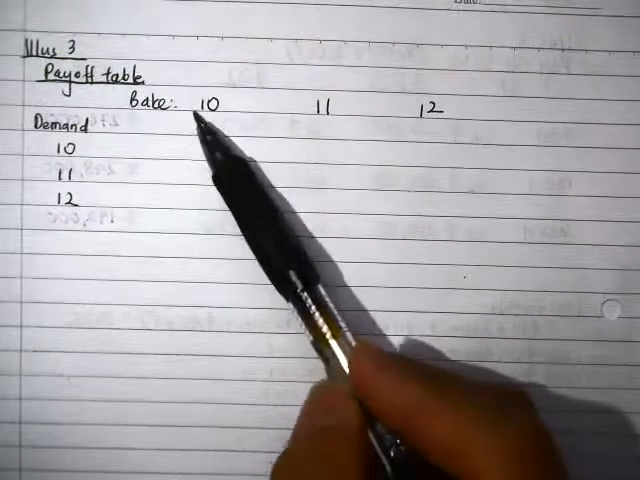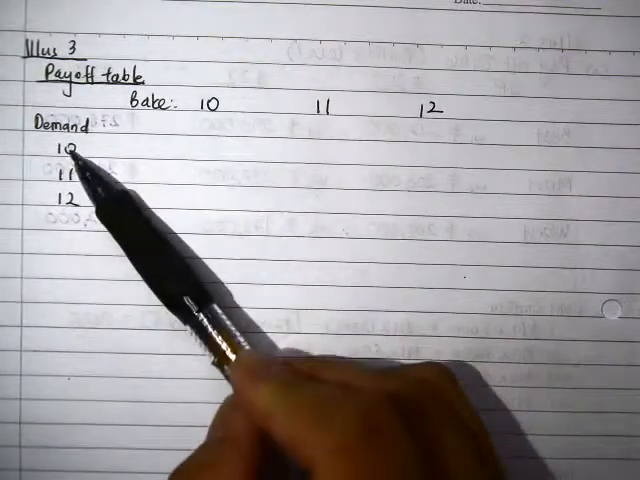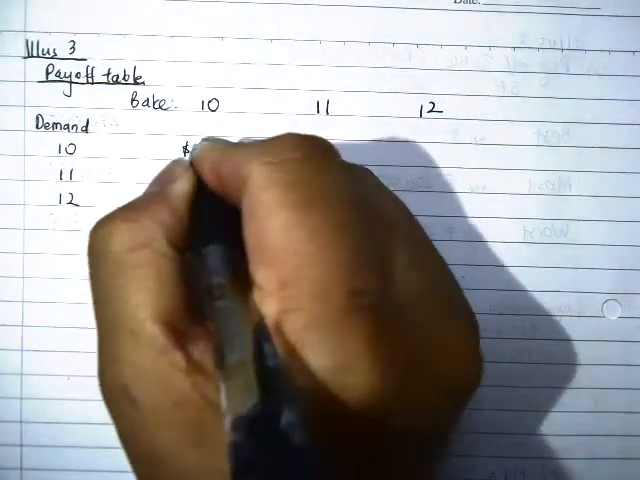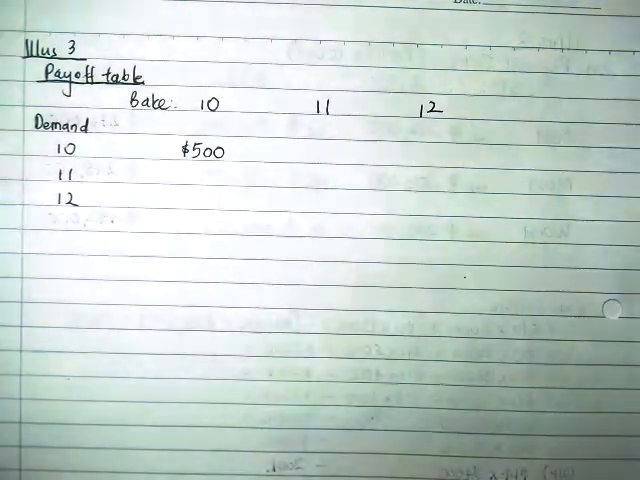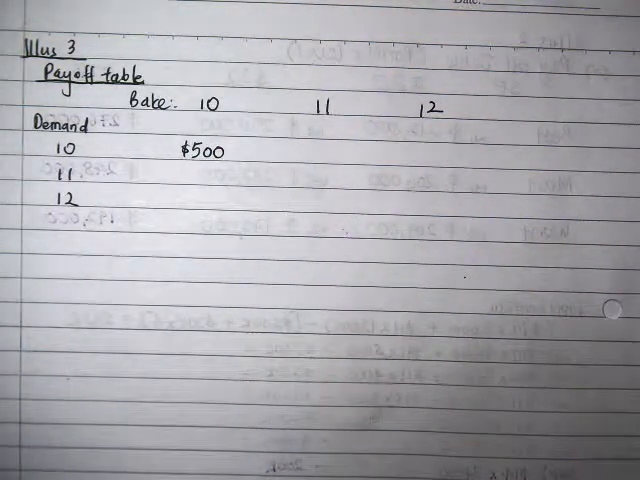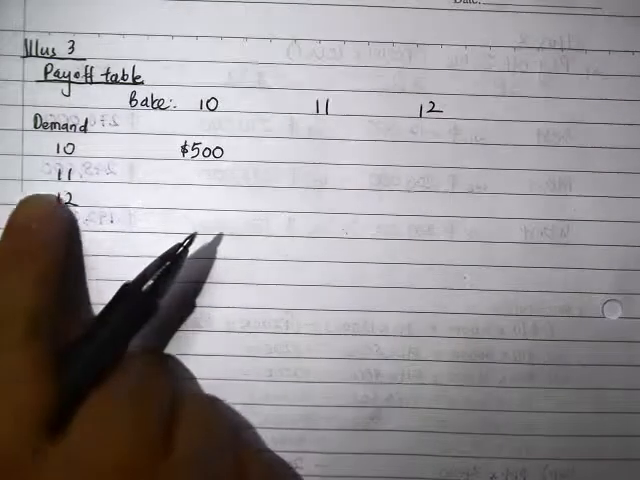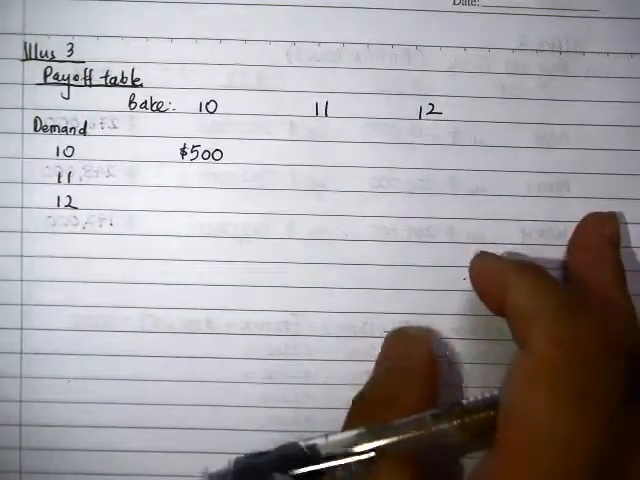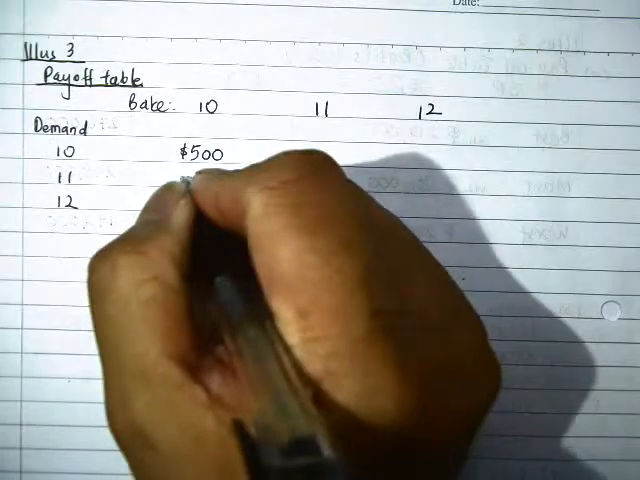One bread you sell, you earn 50, correct? You bake 10. Now demand, 10 people buy. So how much do you make? 500. Now, your demand is 11. How much is your profit? 500 also. Very good.